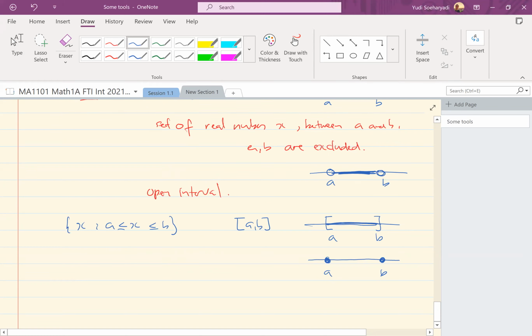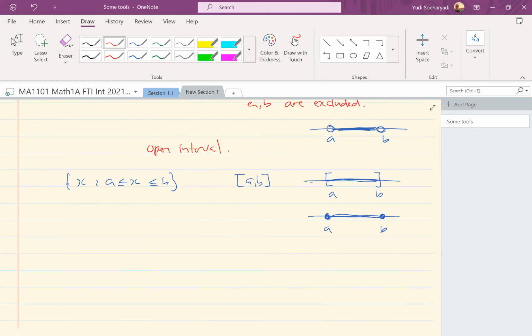Okay, so this is everything between. This one is called A and B are included. So this is the closed interval. Okay.